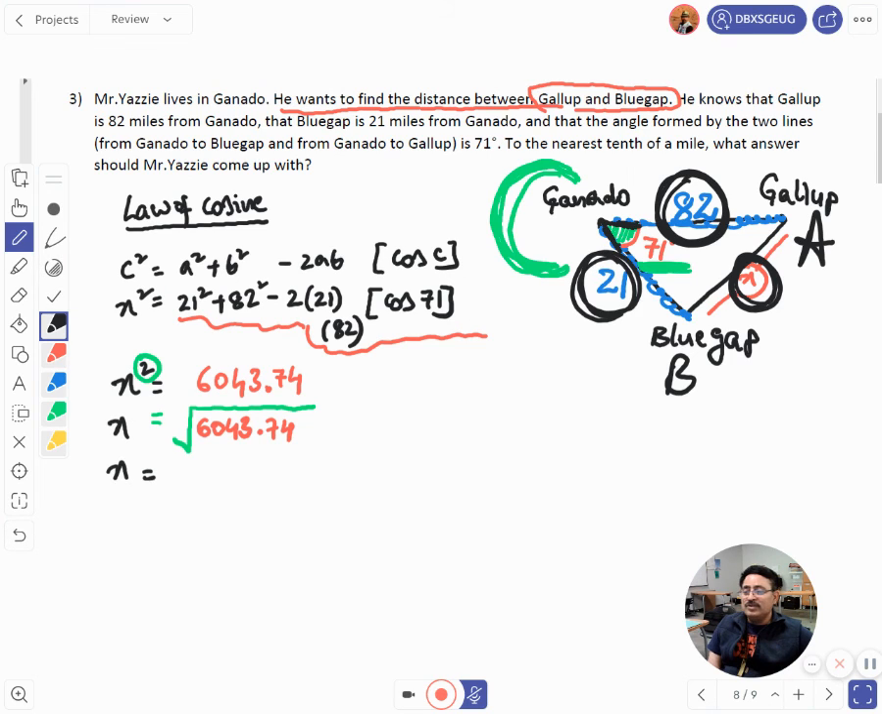Now let me compute this one. The value of x equals 77.74. So see, these numbers may not be accurate when you use a map, but just for calculation purposes, I cooked up a story. So the distance between Blue Gap to Gallup is 77.74 miles. Okay, questions on this please.